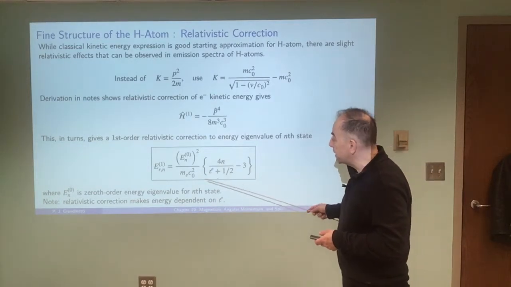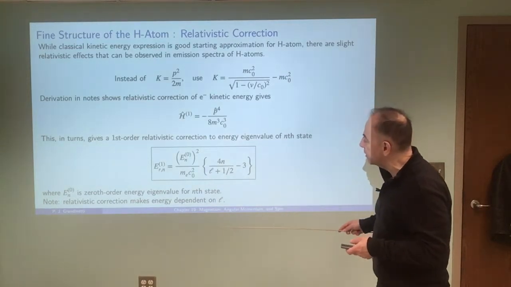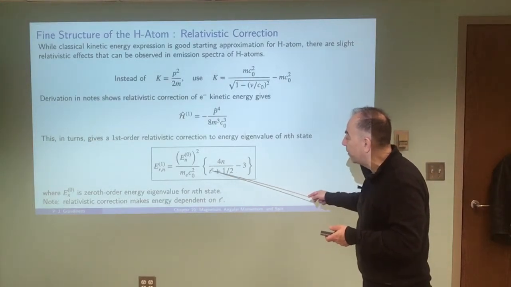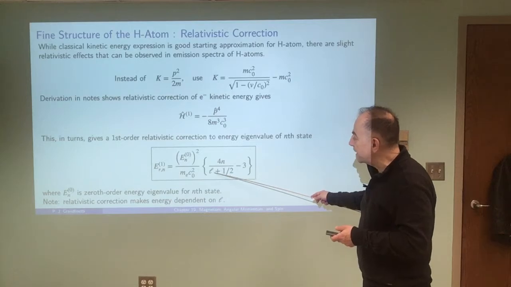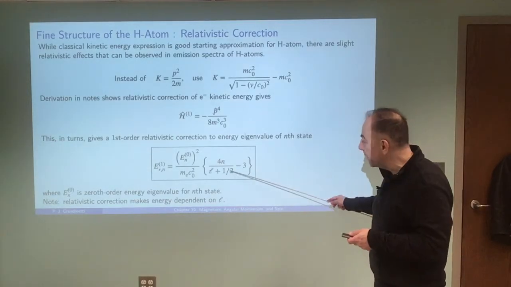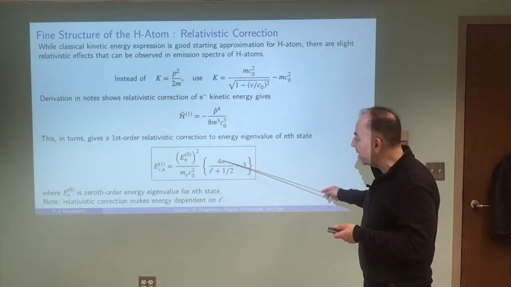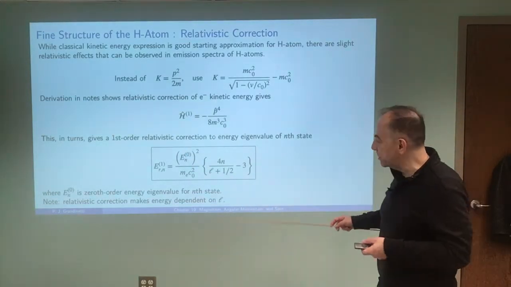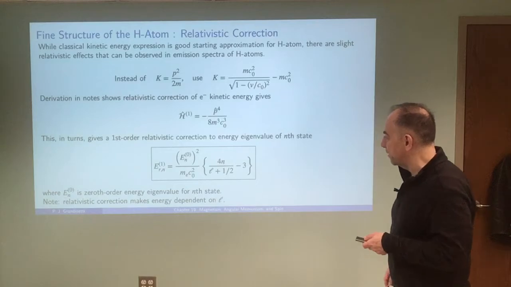Now, one thing you'll notice is that the relativistic correction makes the states with different azimuthal quantum number, the orbital term here, no longer degenerate for the same value of n. So for a given fixed value of n, the different values of l will have slightly different energies due to this relativistic correction.